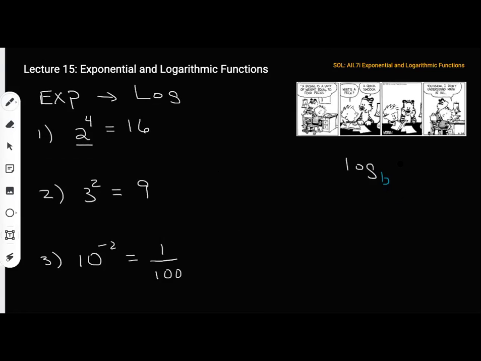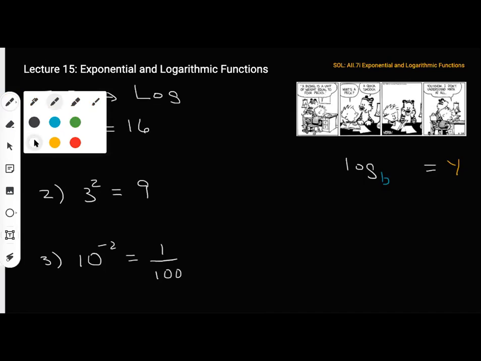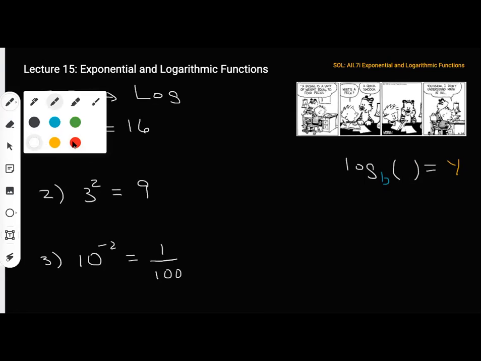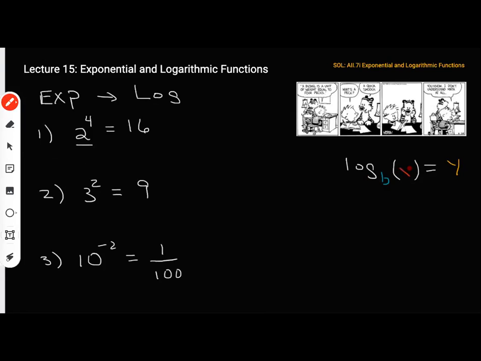So then what you're going to do is take the exponent and throw it all the way to the other side of the equal sign. We'll call that exponent y for now. So y is going to be the exponent. And then you're going to have something on the inside of the parentheses, and that's going to be your result, or your x. So I'll put that in red. There we go.